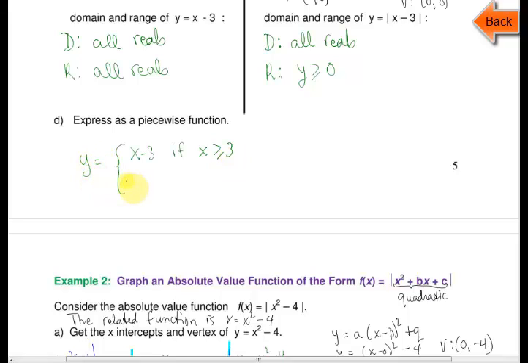Now, the second part of our function is going to be the negative of our linear function, okay? And we can gather that from the definition for our absolute value function, where y is equal to x if x is greater than or equal to 0, and negative x if x is less than 0. Okay, so we just take the negative value of this function for our second part of our piecewise function.